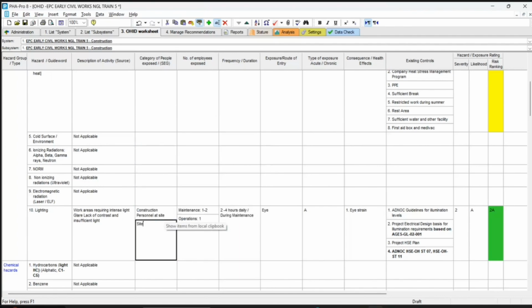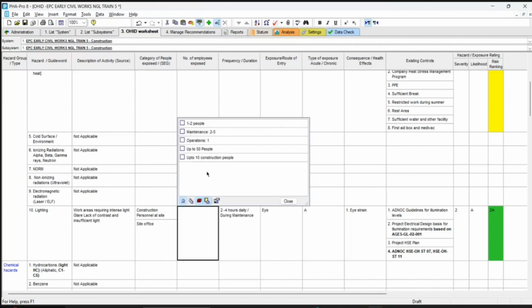Right, office based people. Site office. This is construction people, up to 50 people. Okay.